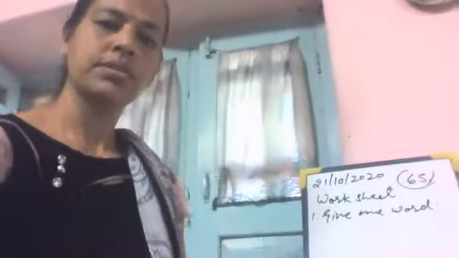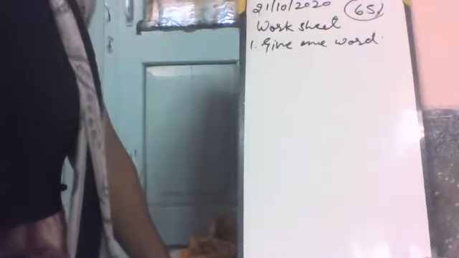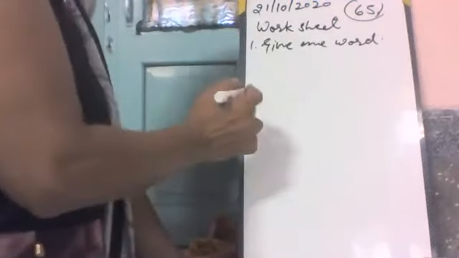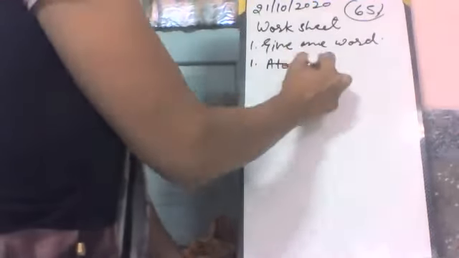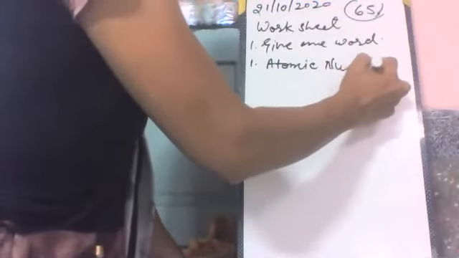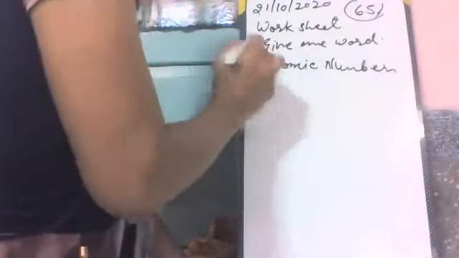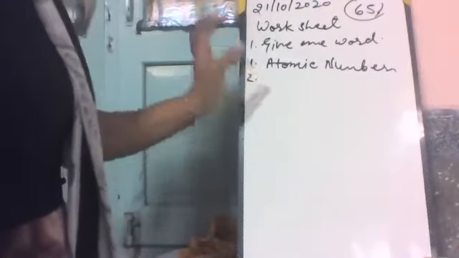Is it clear to you? Yes, ma'am. Okay. Look at the worksheet. Number of protons present in the nucleus is known as, the other name of this is atomic number. The number of protons is equal to the atomic number. So one word for this is atomic number.